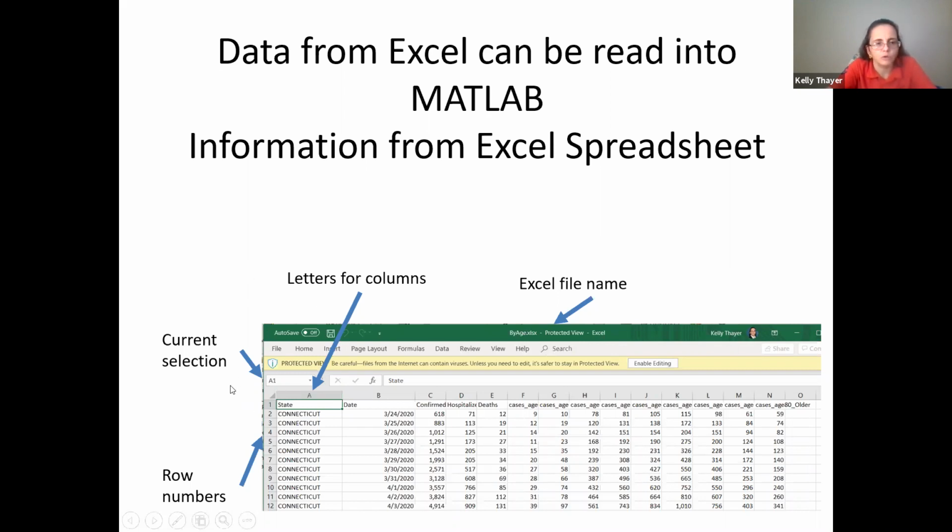This box here will show the current selection. Notice that here we have the cursor on this box, which is in position A1. A stands for the columns, and the columns are given by the letters going across the top. The row numbers are given down here. A range, when highlighted, will display a range here in the current selection.